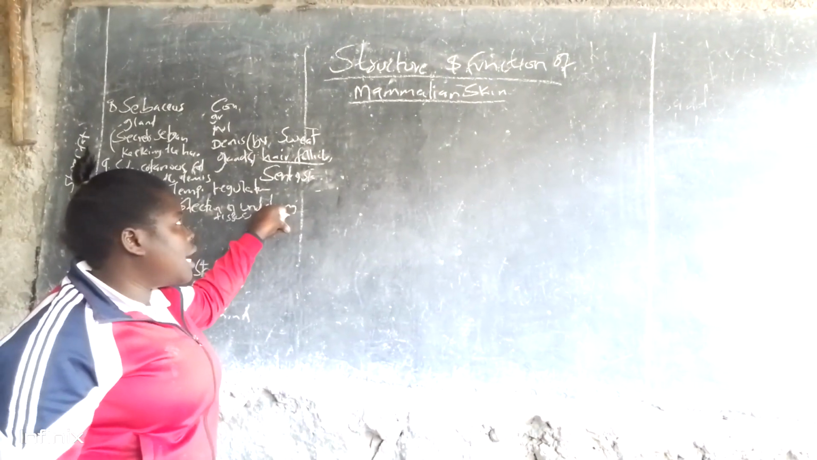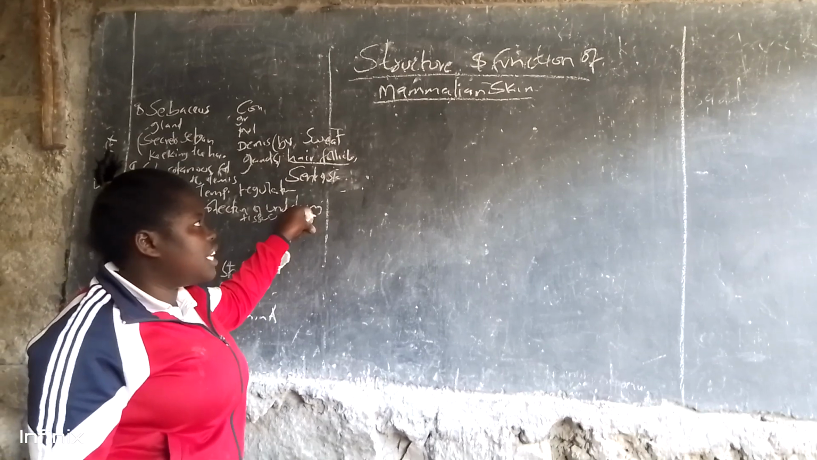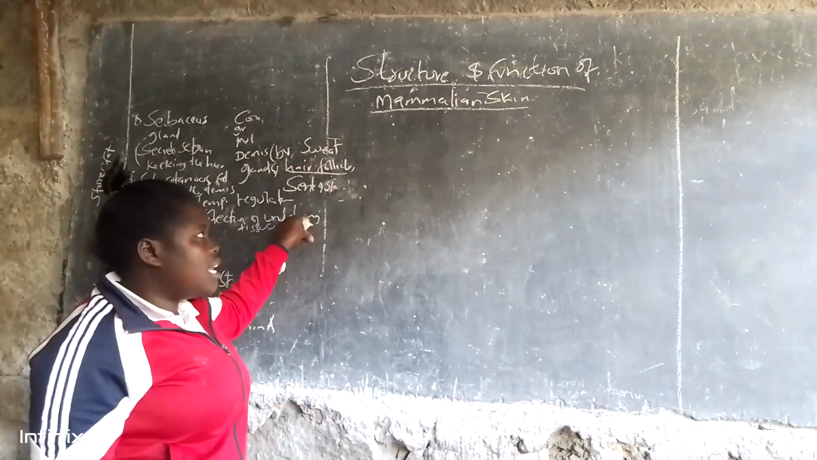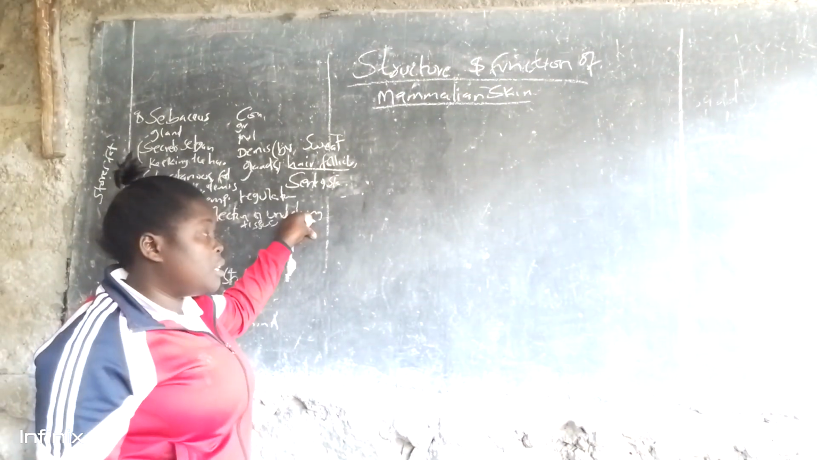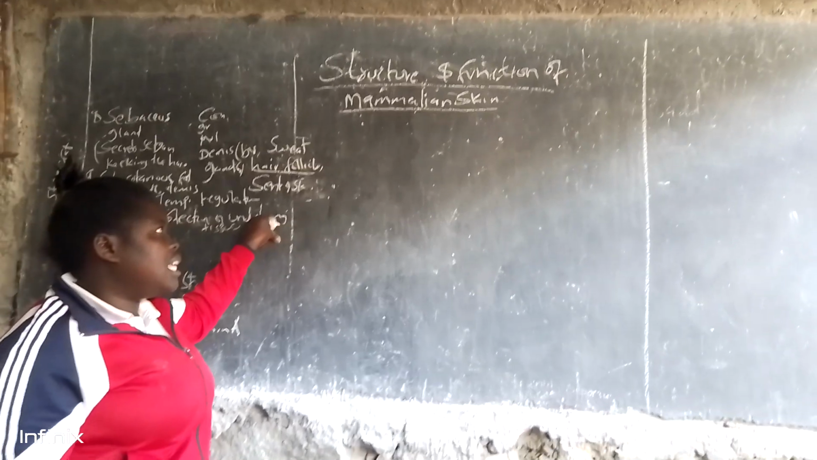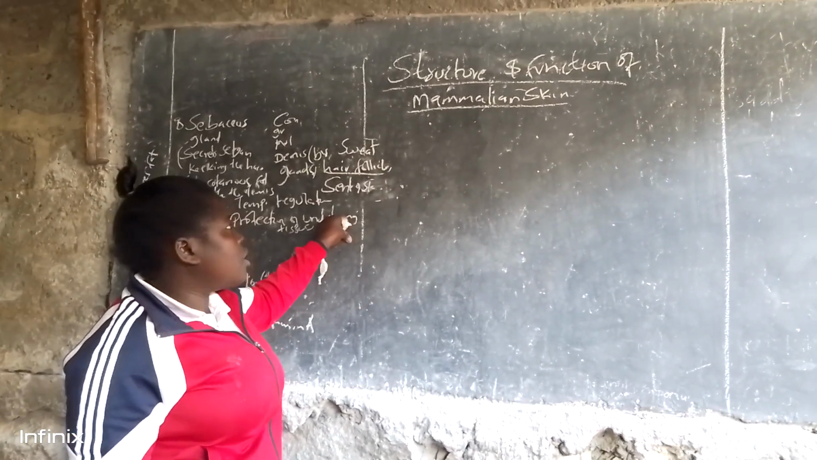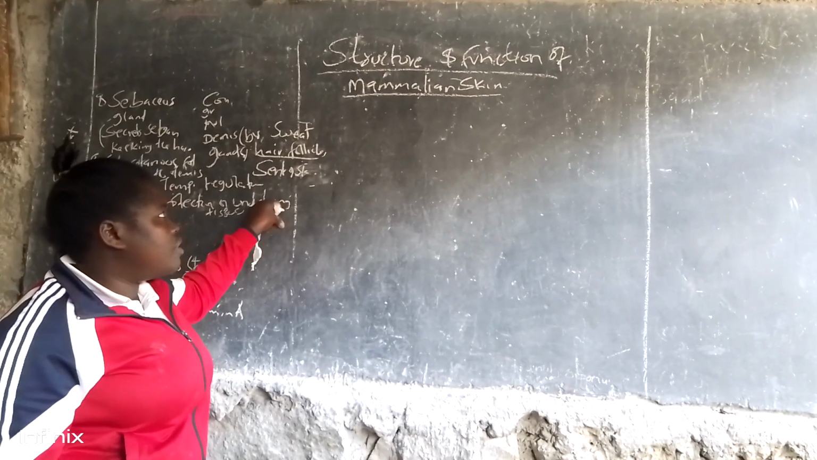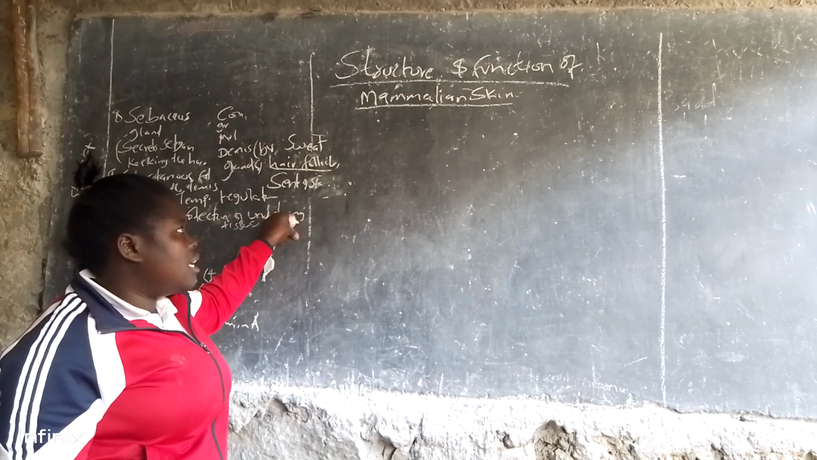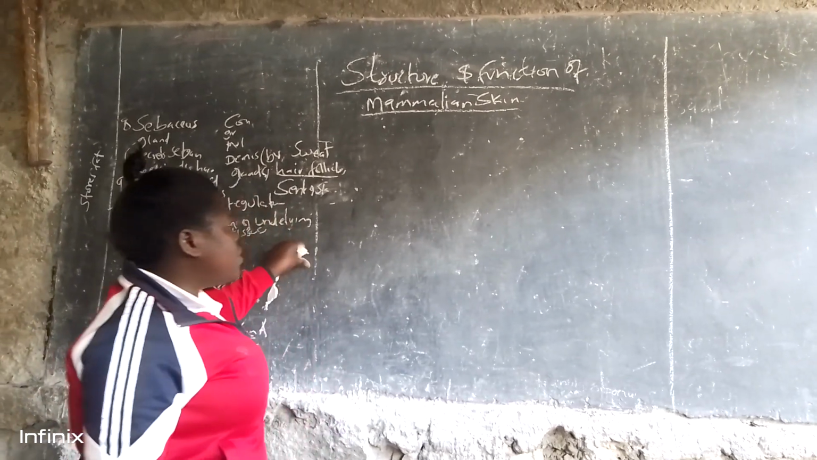Hello people, today I'm going to take you through the structure and function of mammalian skin. Mammalian skin is one of the excretory organs in mammals, that is, in human beings specifically. It's the largest excretory organ, followed by the liver, then finally the kidney, since there are three. So today we are going to talk about the structure and function of it as the largest excretory organ in human beings. We are going to start with the functions of the skin.